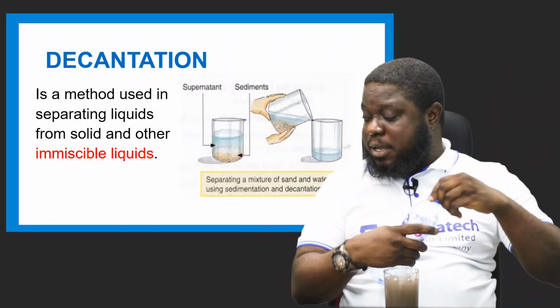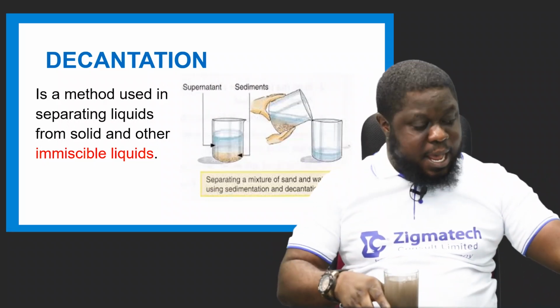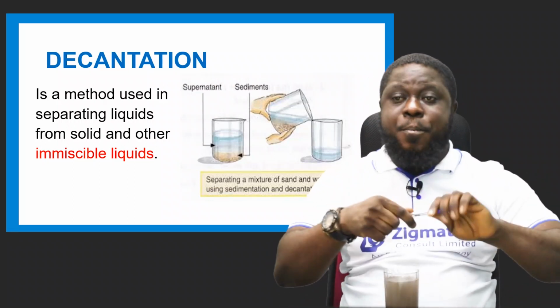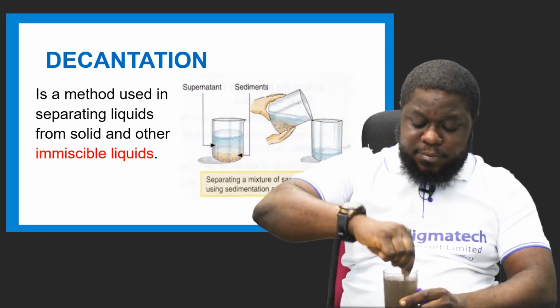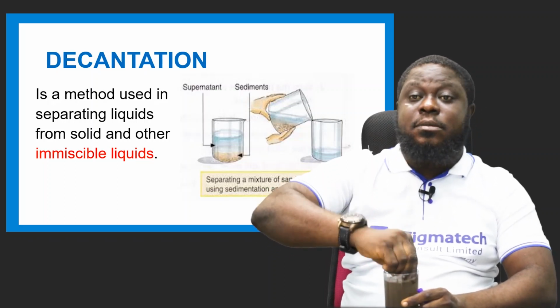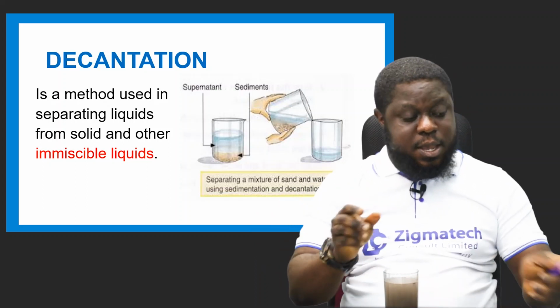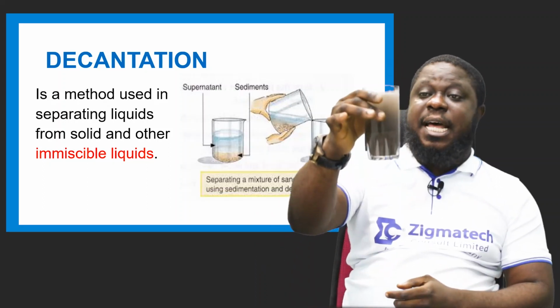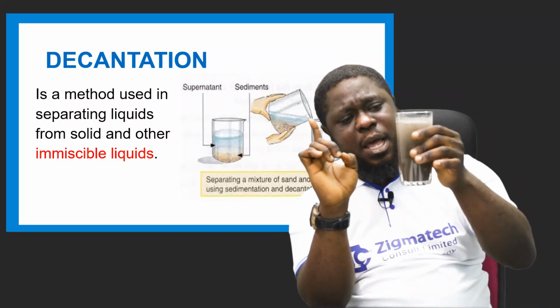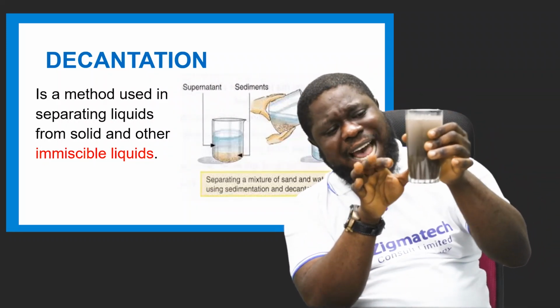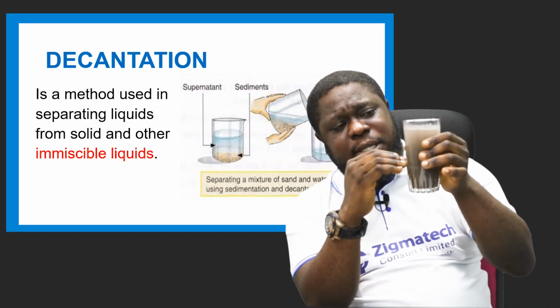Now, as you can see, I'm using sand and water. Me mixing the sand and water together, they will not mix. As you can see, this is the sand and the water, so there is a demarcation between the sand and the water. Look at the sand very well. The sand is down and the water is up.